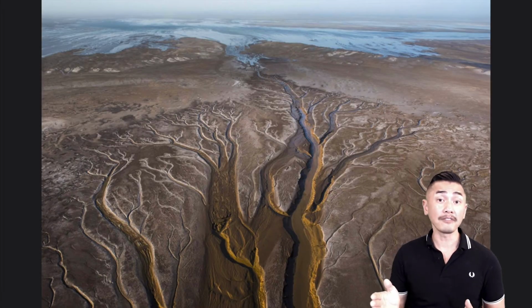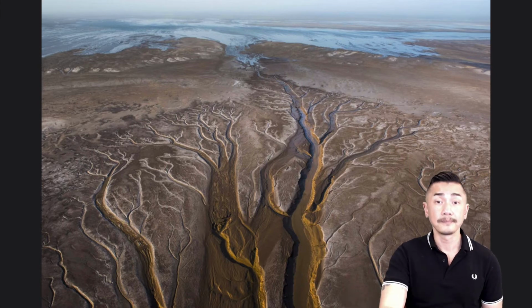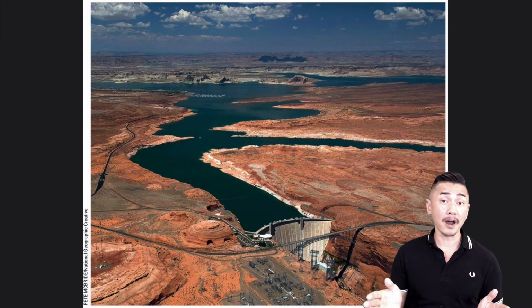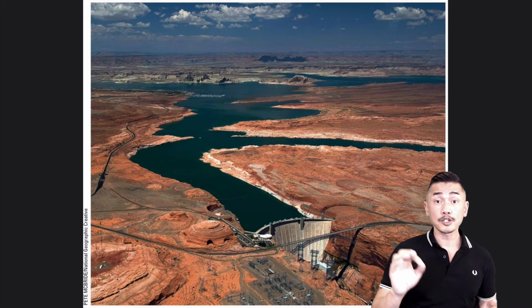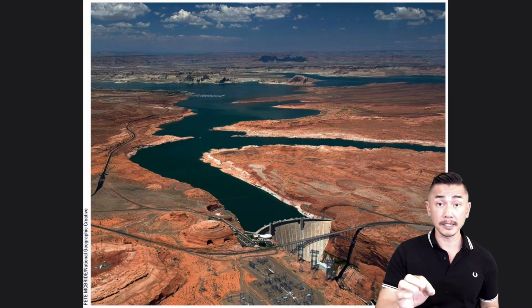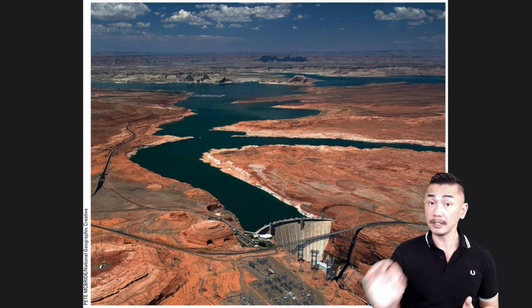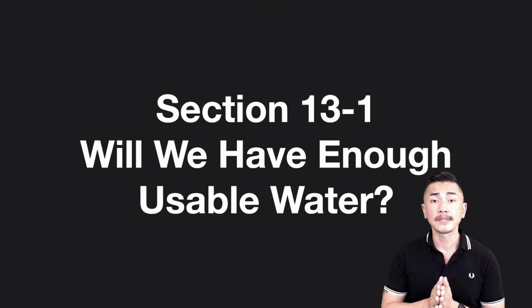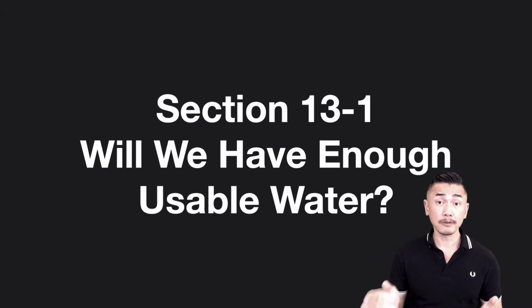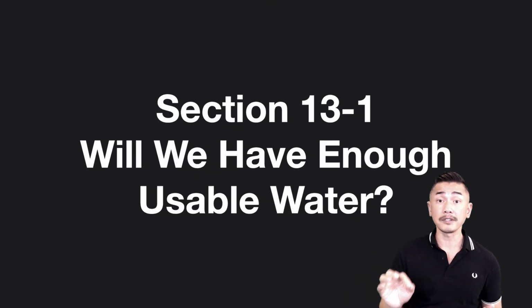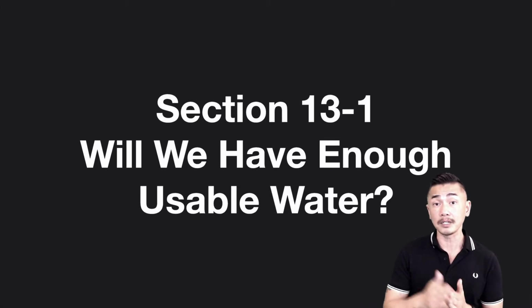This is a photograph of the Colorado River Delta, where the Colorado River meets the Gulf of California. This is another photograph of the Glen Canyon Dam, showing the Lake Powell Reservoir behind it. The dam and the reservoir store water and generate electricity. In section 13.1, we're going to talk about our supplies of usable water and whether or not these supplies are going to last us into the future.